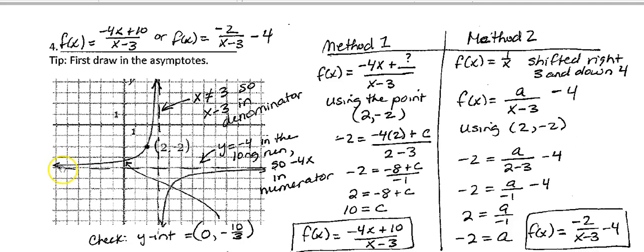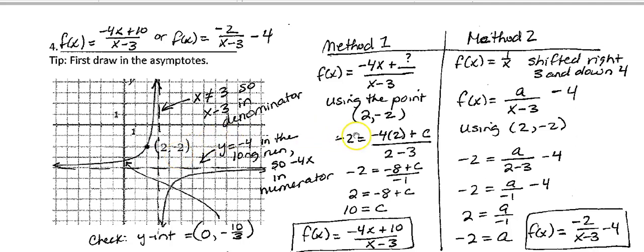I see that there is a horizontal asymptote at negative 4. So since there's an x in the denominator, there must be a negative 4x in the numerator, because that would give me a horizontal asymptote of negative 4. And there's probably something else in the numerator. I don't know what that is yet. However, I do know a point on the graph, (2, negative 2).